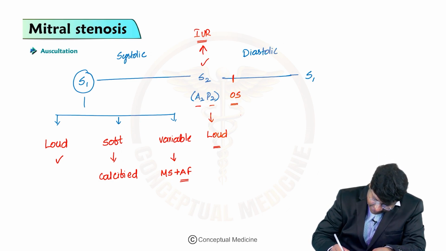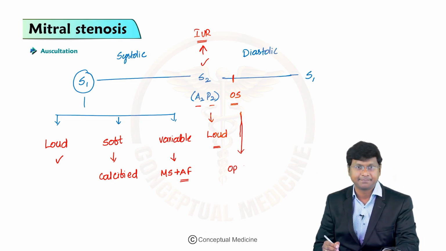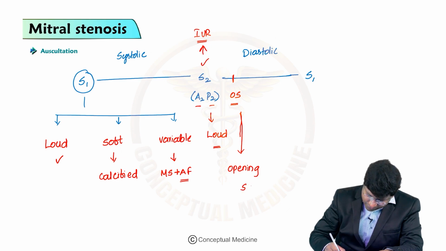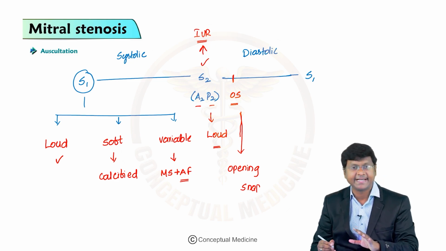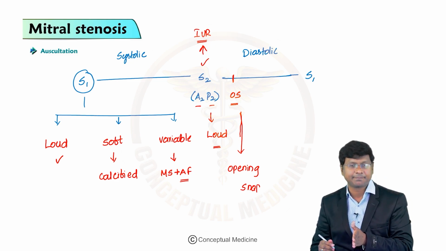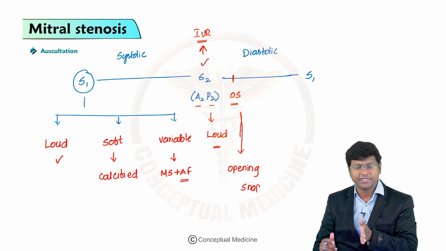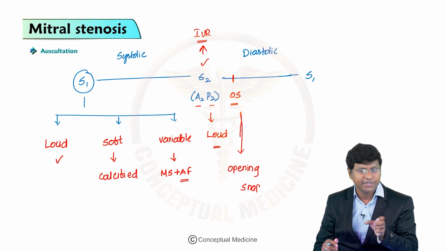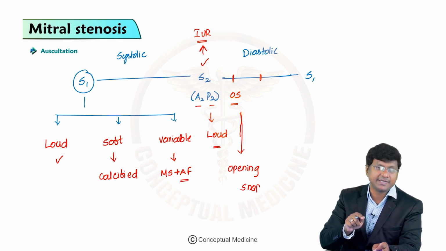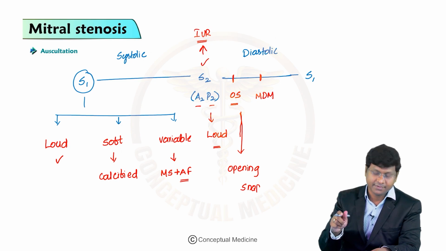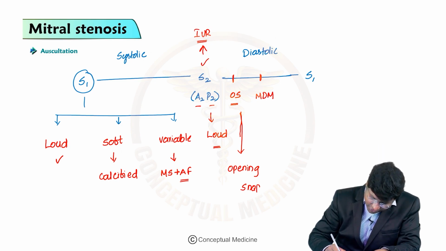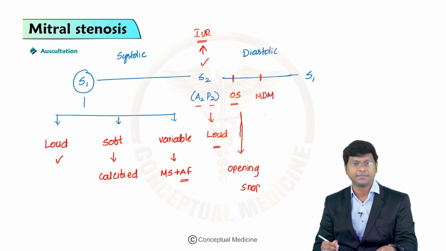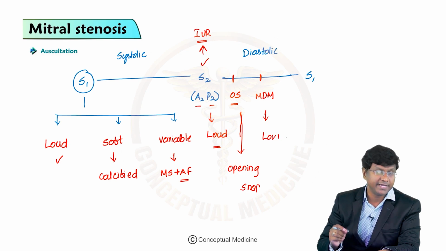That will make you listen to an additional sound, that is called the opening snap. And this opening snap, let me tell you, is a diastolic sound. Now after the opening snap, the blood from the left atrium will try to move to the left ventricle, and a large quantity of blood will move during the mid part of diastole. So a turbulence is created across the obstructed mitral valve, and that will result in the auscultation of a mid-diastolic murmur.